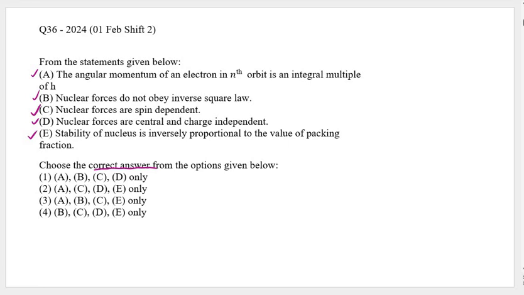The statement: the angular momentum of electron in nth orbit is integral multiple of h. Yes, it is correct. It is one of Bohr's postulates. The magnitude of angular momentum is equal to integer multiples of h by 2 pi, where n is generally called the principal quantum number. A is correct, so that means this can't be the wrong option.